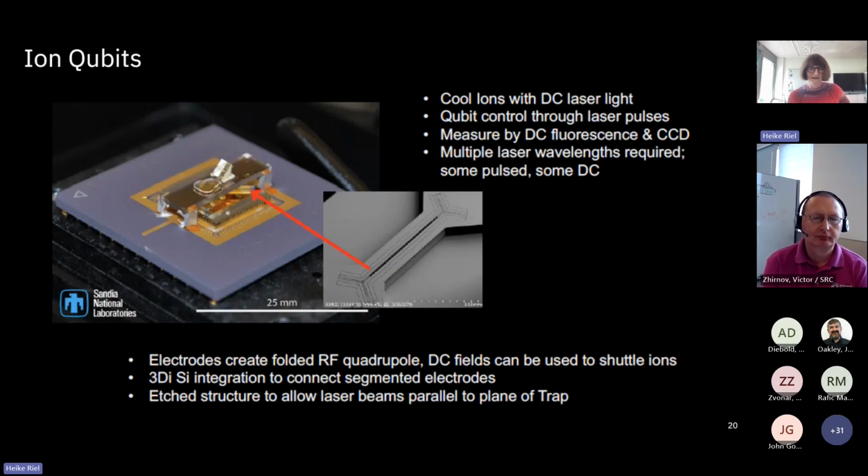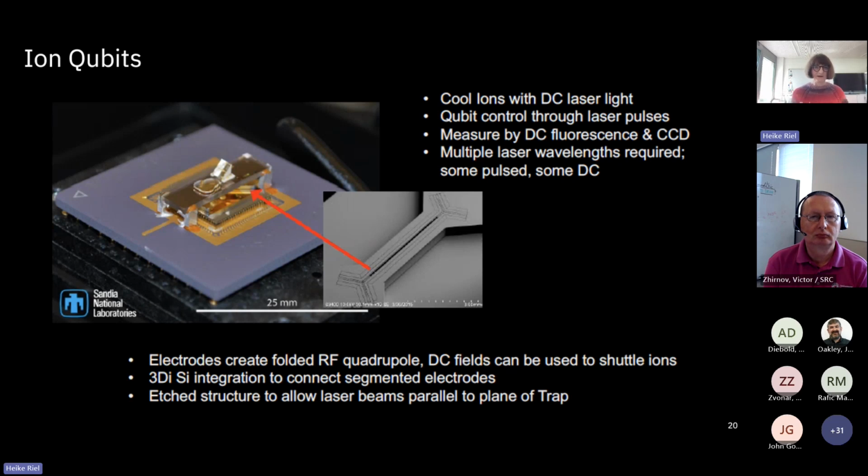Here is a picture of an ion qubit from Sandia National Laboratory. It's an early picture. The idea in ion qubits is you choose an ion, you cool these ions with laser light, and then you control the qubit through laser pulses between the different states of the ion. You can measure then by fluorescence and a CCD camera. You need multiple laser wavelengths.